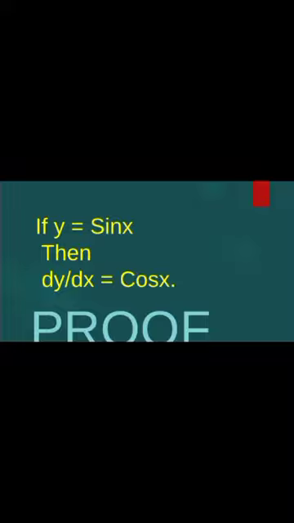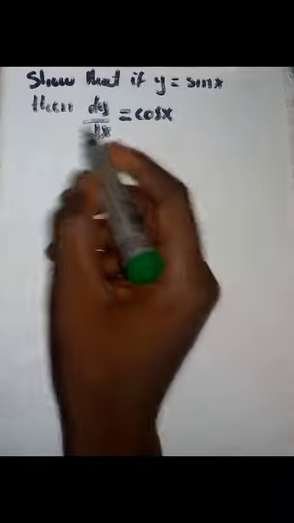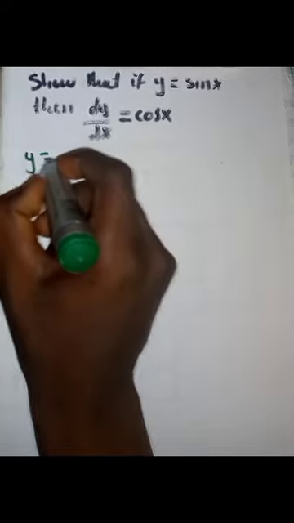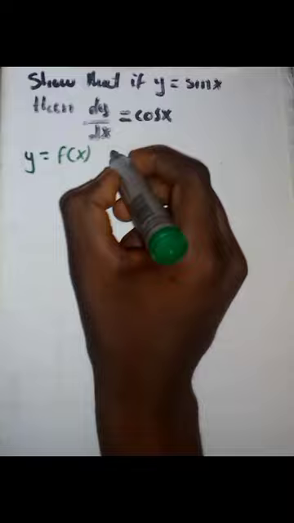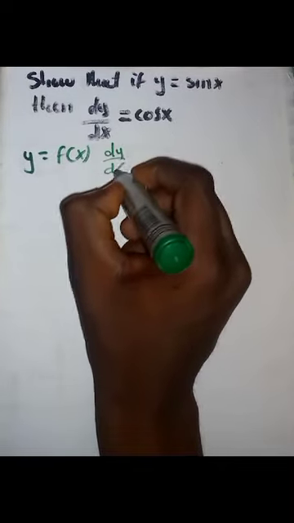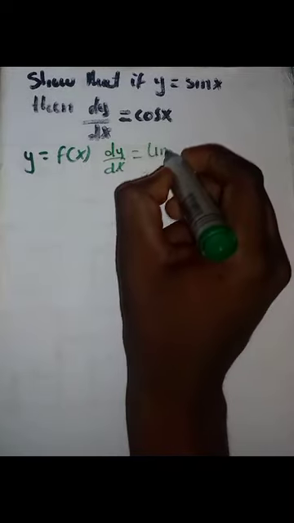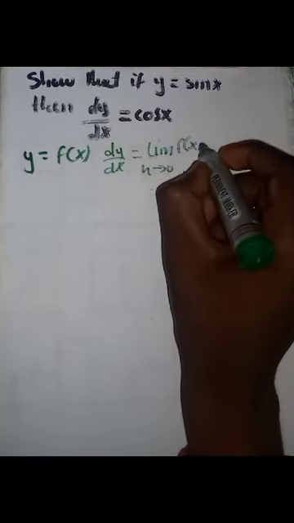So let's dive straight into it, guys. Just keep in mind that if you have y given as f of x, then the derivative of y with respect to x, dy by dx, is defined as the limit as h goes to 0 of f of x plus h minus f of x, all that over h. Great, so this is how the derivative is defined from first principles.